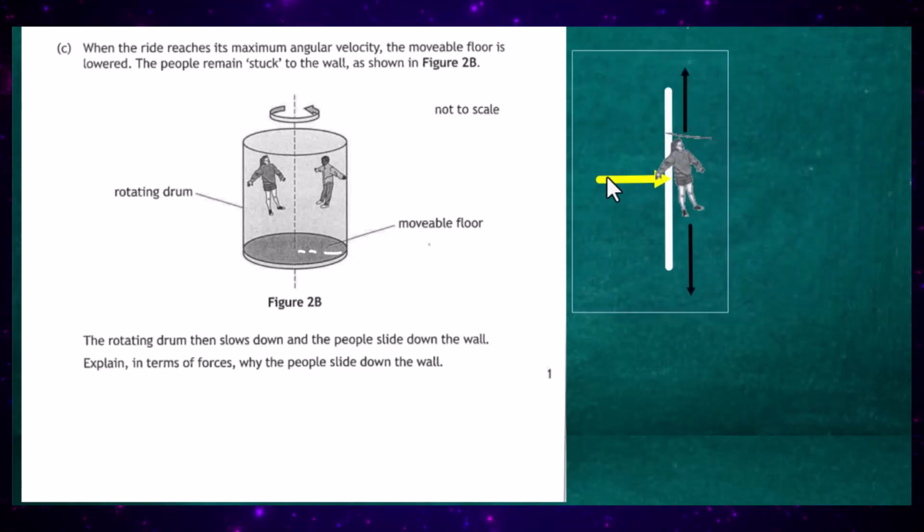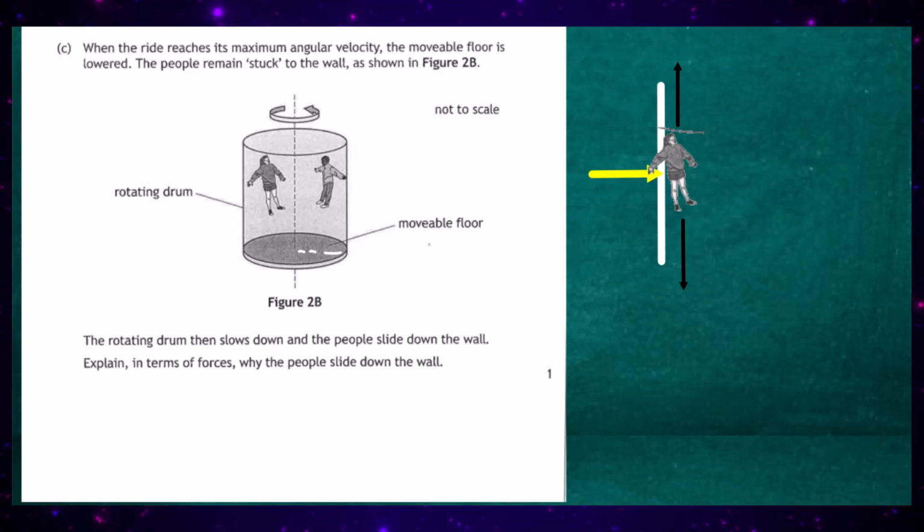Well, let's look at the force diagram acting on that girl stuck to the wall. Obviously, the first force we can recognise is the force due to her weight acting down the wall. Now, there must be an equal and opposite force acting up the wall to stop her weight accelerating her down the wall, and that must come from the force of friction due to her clothes.